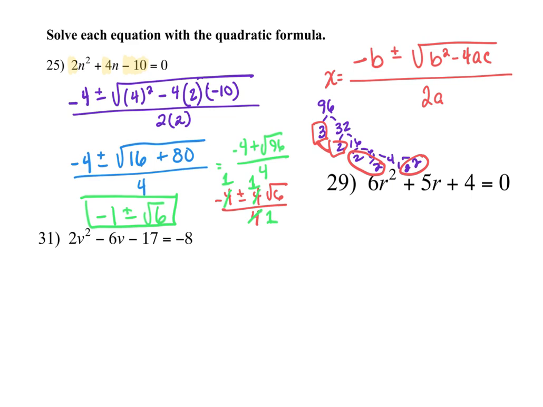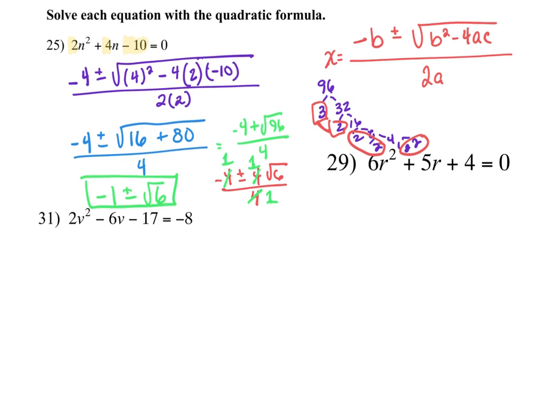So I'm going to leave that alone. It's done. All right, so I have standard form equal to 0. I'm good to go. My A is going to be positive 6. My B is positive 5. My C is 4. All right, I'm going to plug it in.